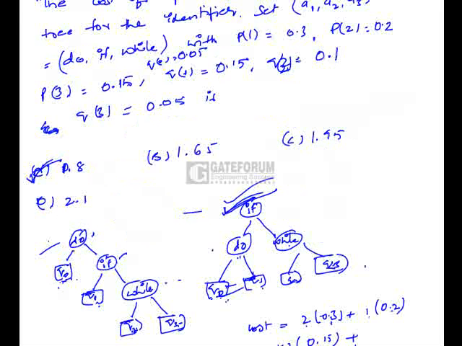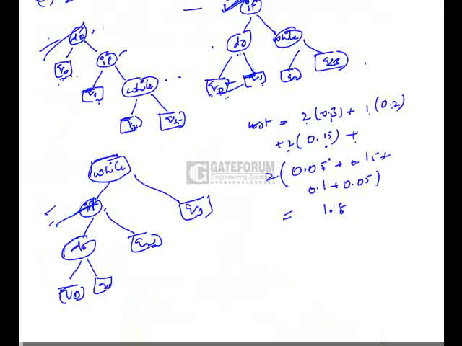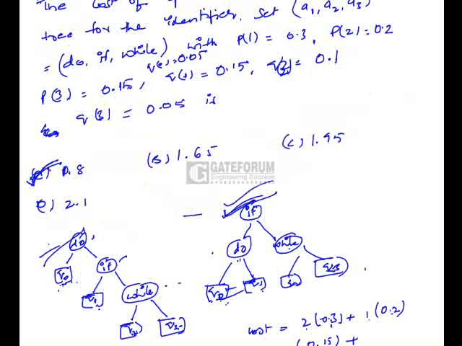If we calculate the cost for these two trees, it will be more than 1.8. So the minimal cost of the optimal binary search tree is 1.8. So your correct option is option A.